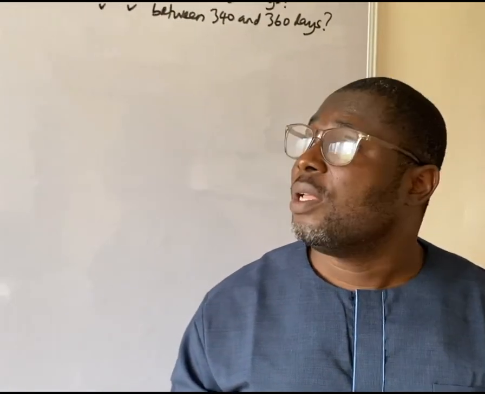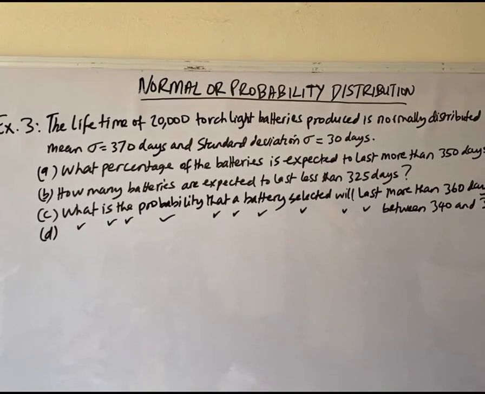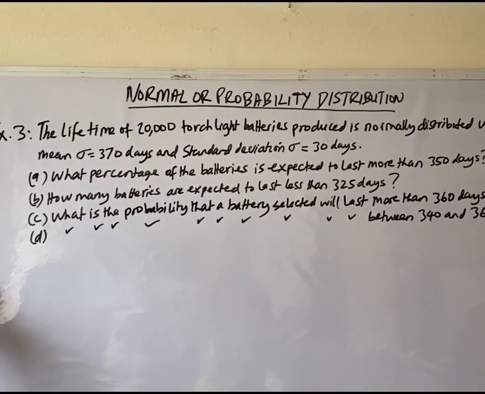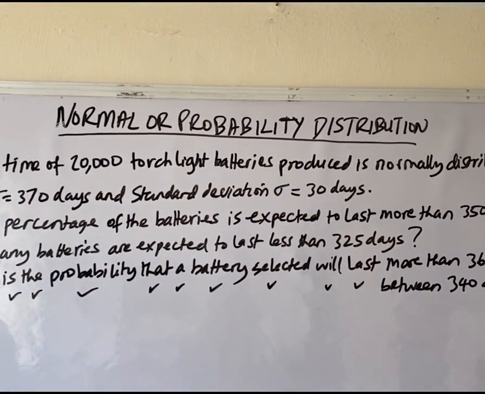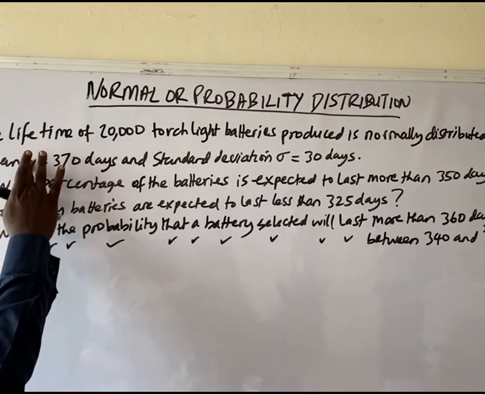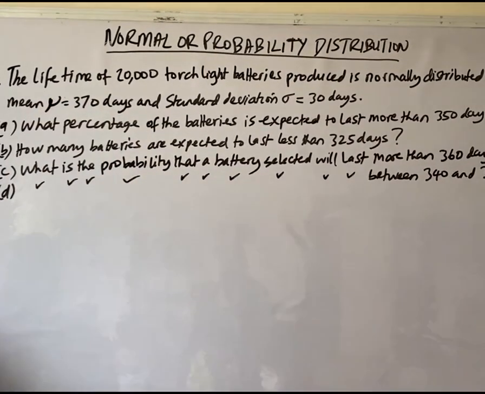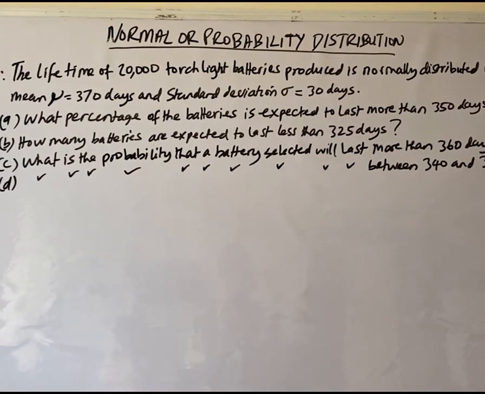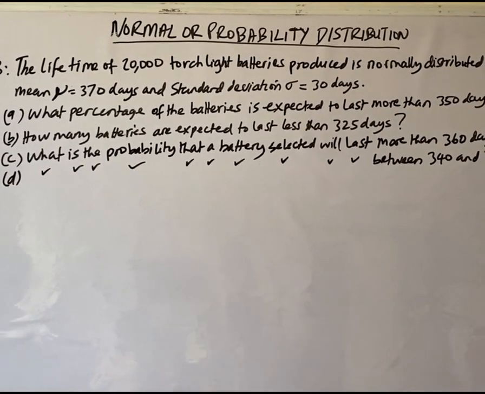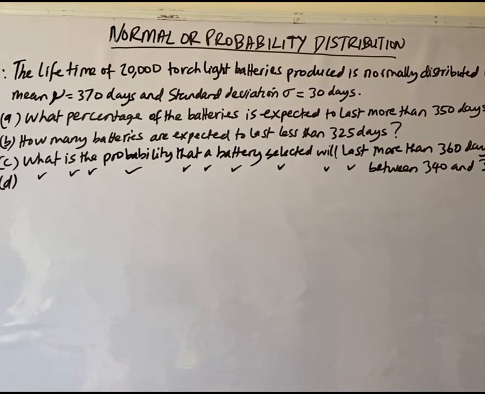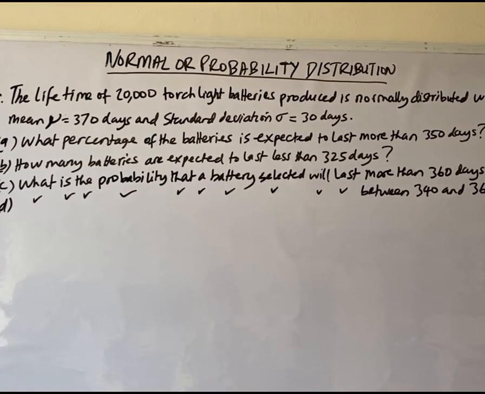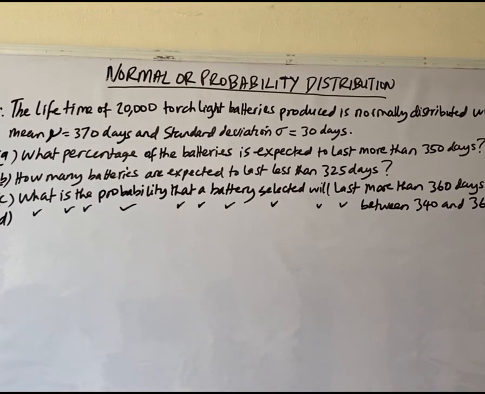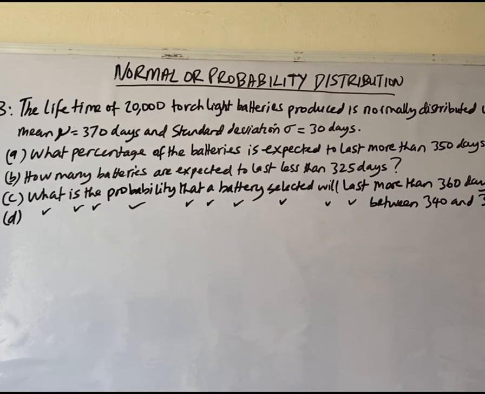Let's look at what we have for now in this example. As you can see up there, we have example 3. The question is, the lifetime of 20,000 touchlight batteries produced is normally distributed with a mean of 340 days and standard deviation of 30 days. The question is, what percentage of the batteries is expected to last more than 350 days? Number 2, how many batteries are expected to last less than 325 days? And number 3, what is the probability that a battery selected will last more than 360 days, and then between 340 and 360 days?